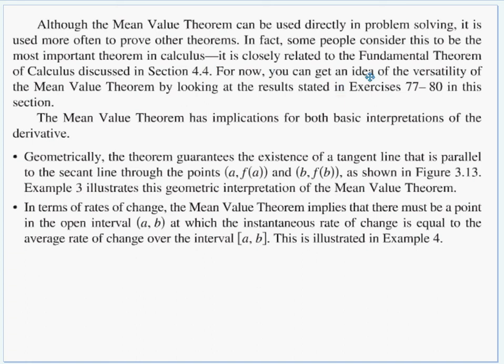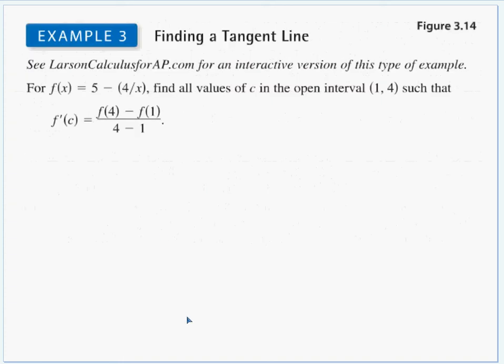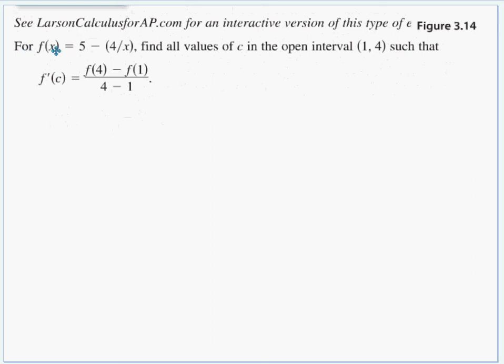Here we go. For f of x equal to 5 minus 4 divided by x, find all values of c in the interval from 1 to 4 such that the derivative is going to equal this slope, f of 4 minus f of 1 over 4 minus 1. Here's our function, f of x equals 5 minus 4 over x. We're going to use the endpoints of our interval, 1 and 4, to nail down a couple points.